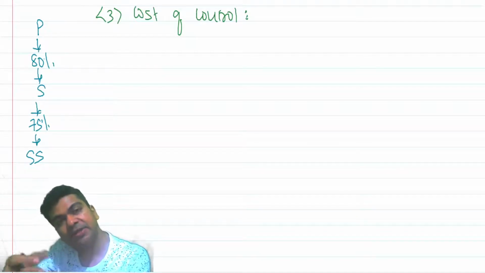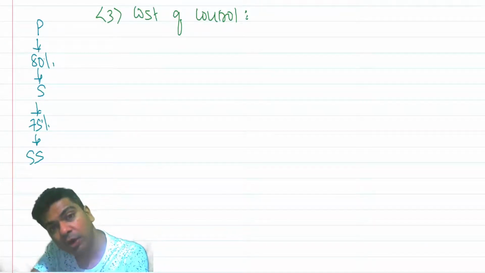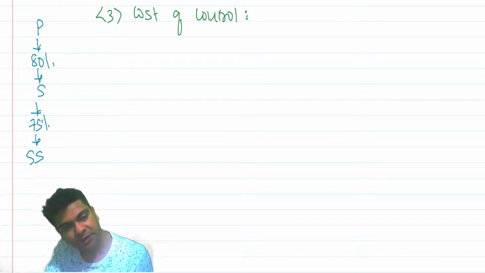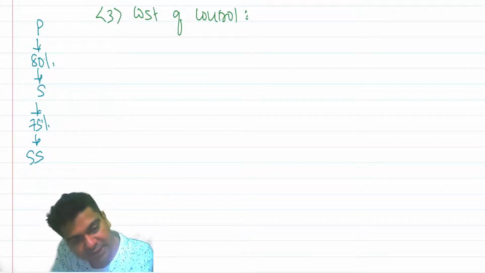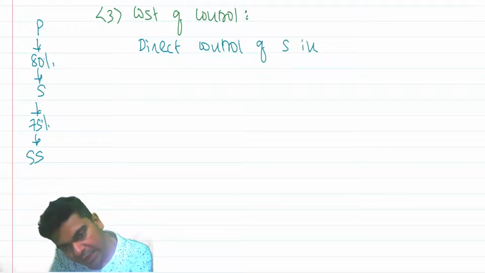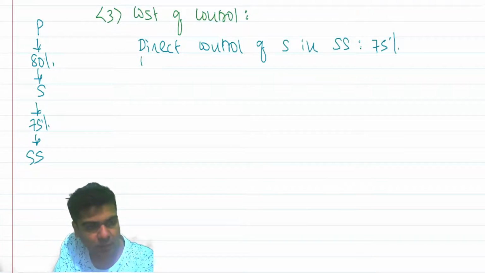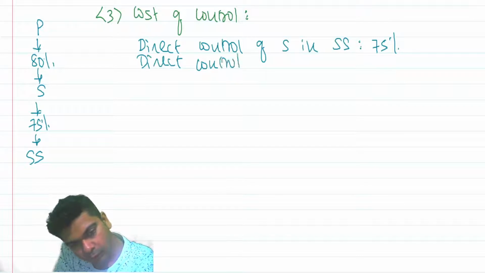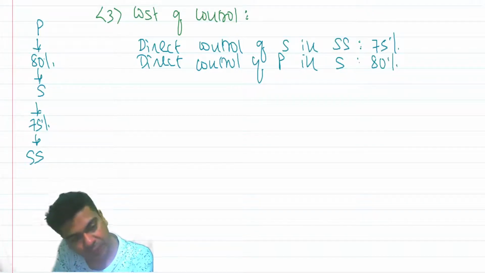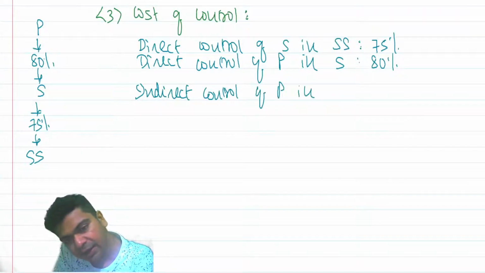Then this company S Limited is buying 75% shares, let's say, of your company. So S is directly controlling SS, but I am not directly controlling SS. I am indirectly controlling SS through my subsidiary. So what we are suggesting here is, direct control of S in SS is 75%. Direct control of P in S is 80%.